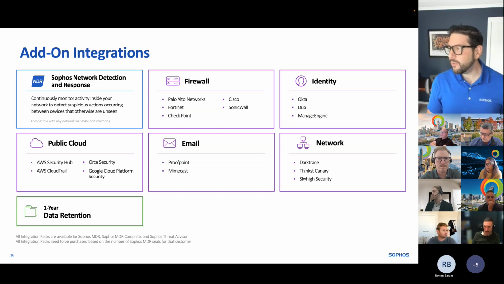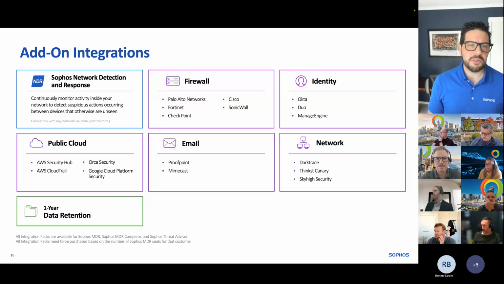Same with identity, network, email, cloud. There's also, in green you see down there, data retention. A lot of customers are opting to pay a little bit extra and get one year of data retention. So you can actually bump that right out as well.